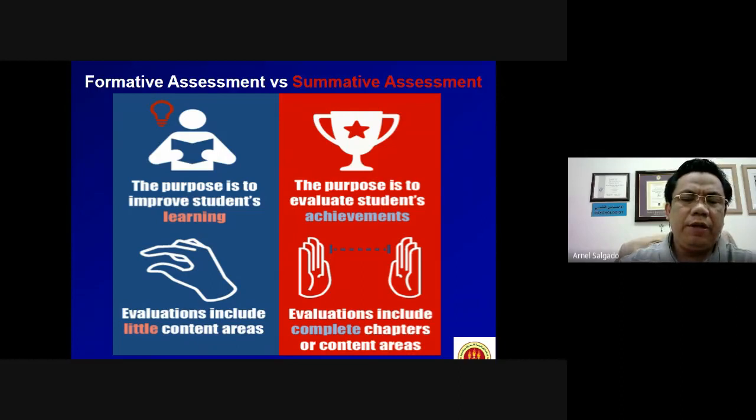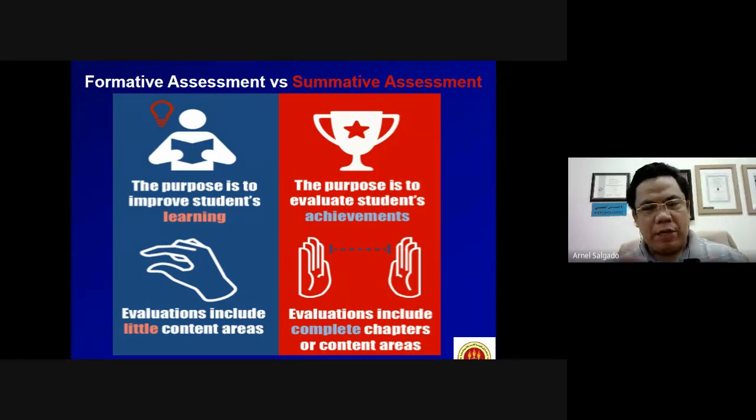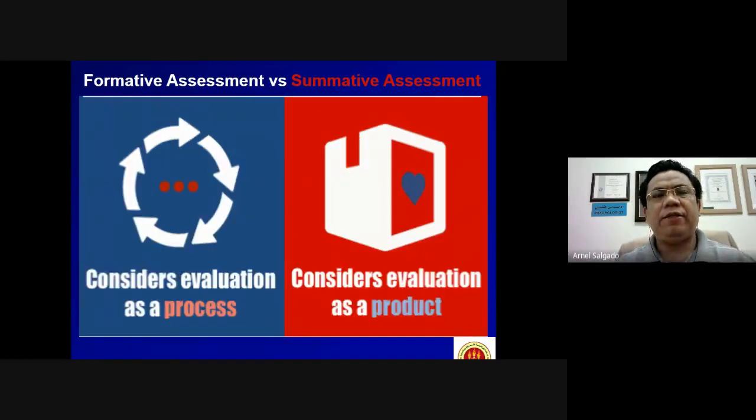Now, the evaluation may include only a little content area, while here, it is complete. All, from the beginning up to the end. It will actually give you the achievement. Right.